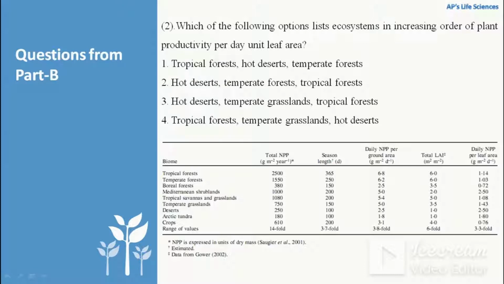That is, tropical forest, then temperate grassland and hot deserts. We can also check it from this table. That is, tropical forests have nearly 1.14 NPP per leaf area, whereas temperate grasslands have 1.43, whereas hot deserts have 2.50. So this is the correct order.